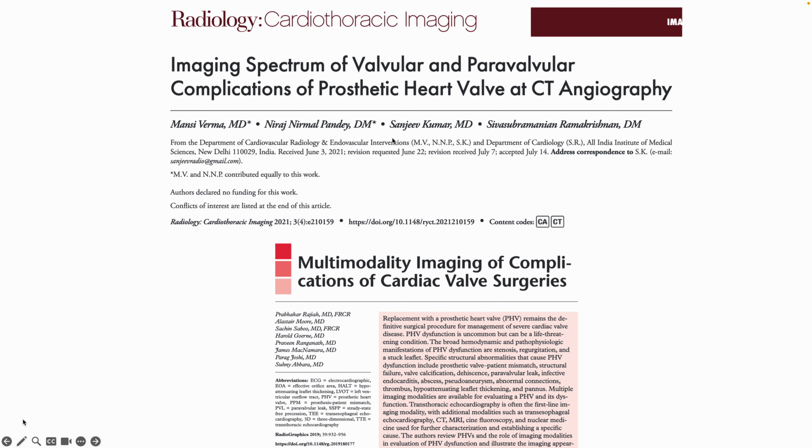There was this paper from, and it's a lovely paper from All India Institute that got published in Radiology Cardiothoracic that has a lot of stuff about this, and then it references a bunch of papers from 2014 and 2015 that first talked about this. And Prabhakar Rajaya's article here also has some stuff on paravalvular leaks, etc.